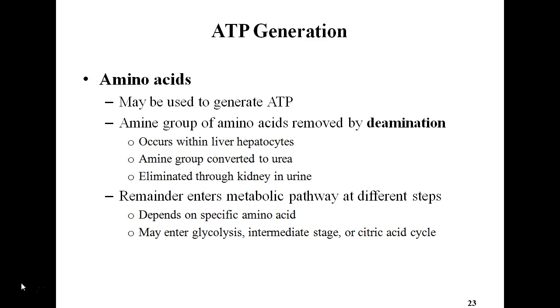Interestingly, amino acids can also be used to generate ATP. The amine group of amino acids gets removed by deamination, and this occurs in the liver hepatocytes. Again, we pre-work this molecule and change it into a format where it can enter the appropriate pathway in cellular respiration. So depending on the specific amino acid, it may enter through glycolysis. These amino acids might enter the intermediate stage, or they might enter in the citric acid cycle.